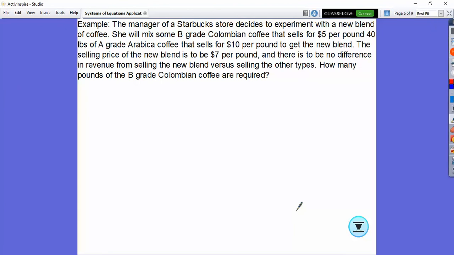So the manager of Starbucks decides to experiment with a new blend of coffee. She's going to mix some B grade coffee that costs $5 per pound with 40 pounds of A grade coffee that sells for $10 per pound to get the new blend. The selling price of the new blend is to be $7 per pound, and there is no difference in revenue from selling the new blend versus selling the other types. So she's making the same amount of money. She's not charging more for it, it's just how much it costs her to make it. How many pounds of the B grade coffee were required?